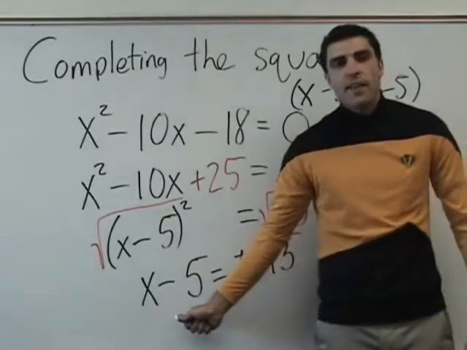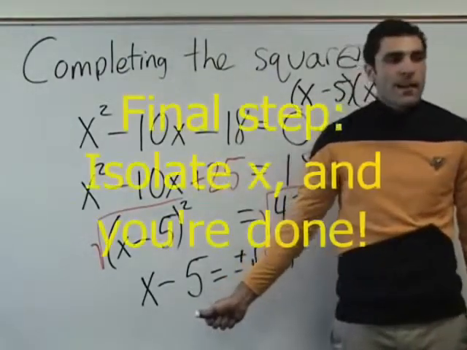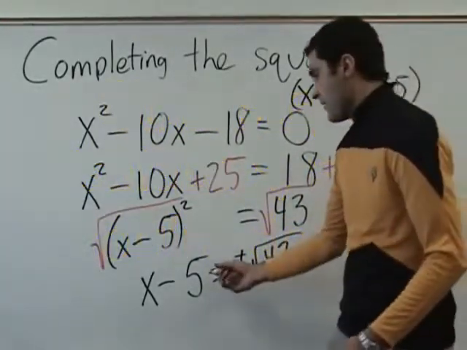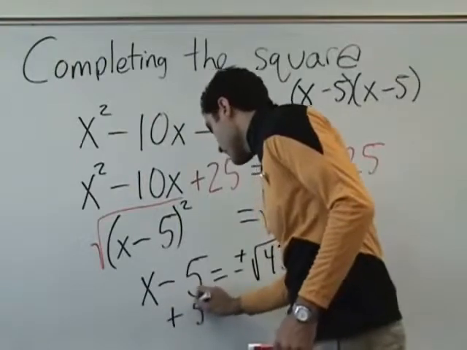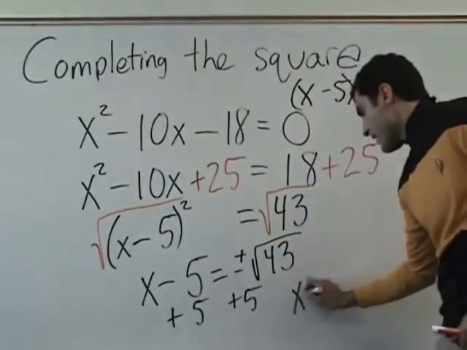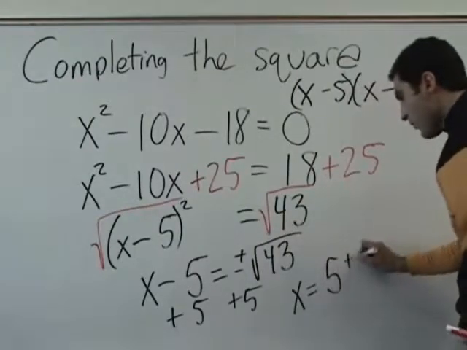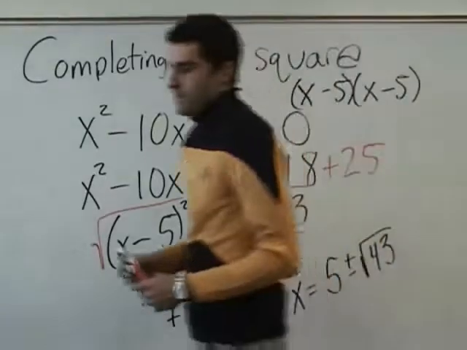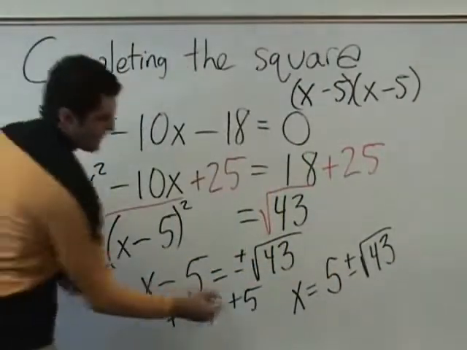So is x by itself yet? No, what do we do with both sides? Add 5. Add 5, and we're done. That's completing the square. Plus 5. So is that the end? The problem is done. Our answer is x equals 5 plus or minus the square root of 43. Wait, that's the answer? That's the answer.